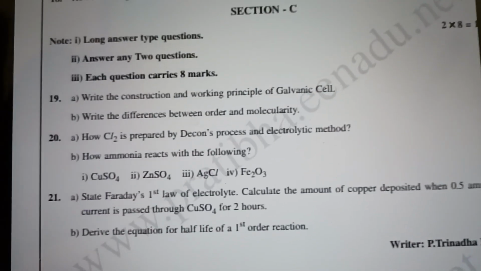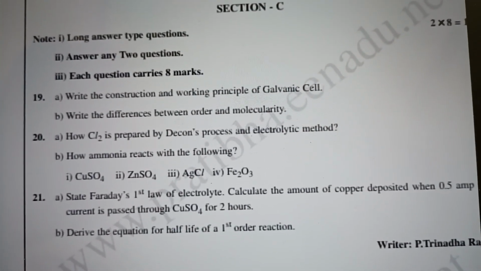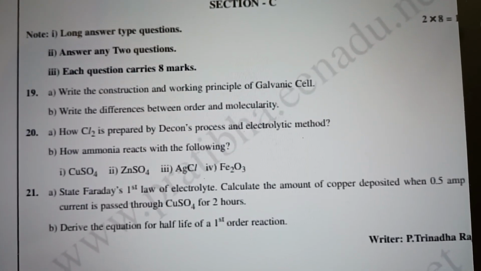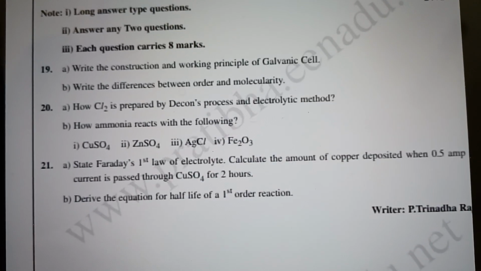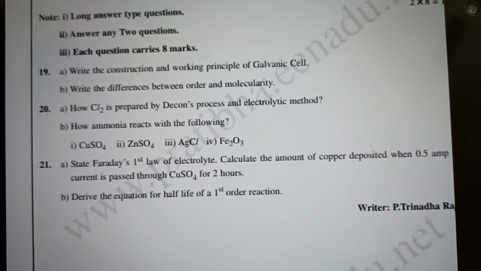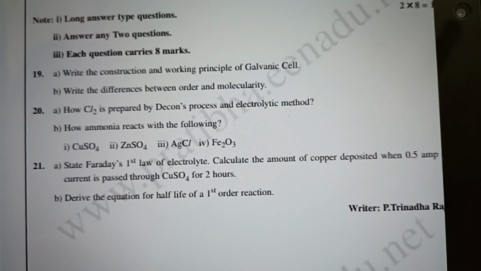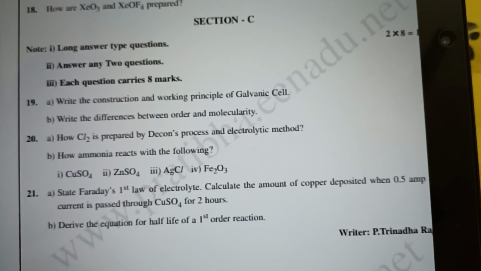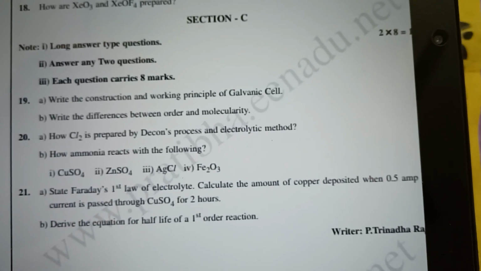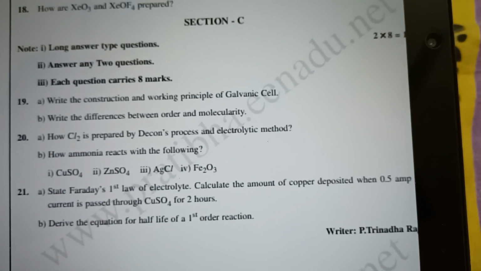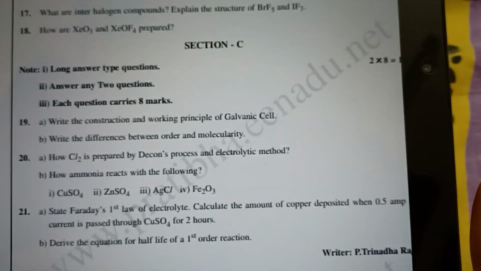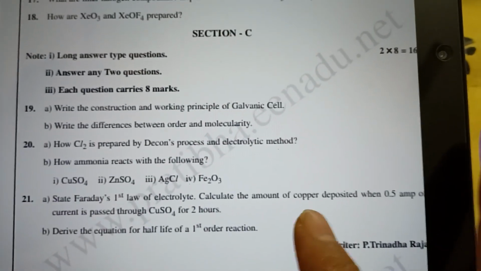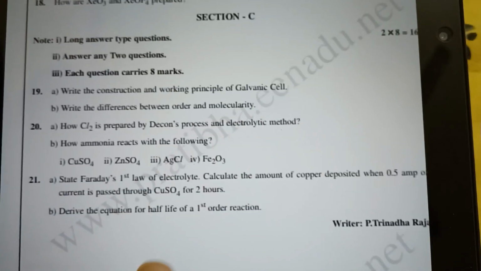Now section C. Write the structure and working principle of a galvanic cell. Write the differences between order and molecularity. How is Cl2 prepared by Deacon's process and electrolytic method? How does ammonia react with the following: CuSO4, ZnSO4, AgCl, Fe2O3?